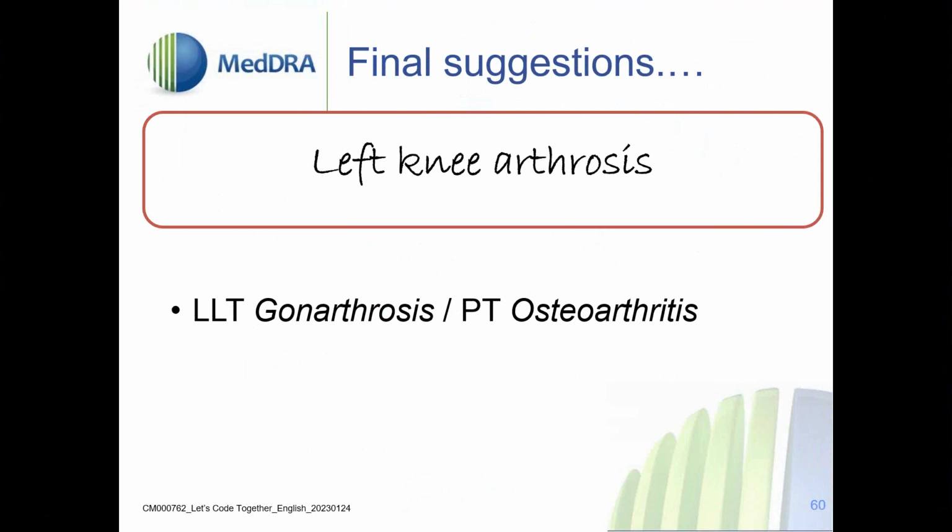Any questions or comments, Jane? Yes, Caroline, there's a comment about why you've selected the gonarthrosis and not monarthrosis. Was there a term monarthrosis or was it monarthritis?